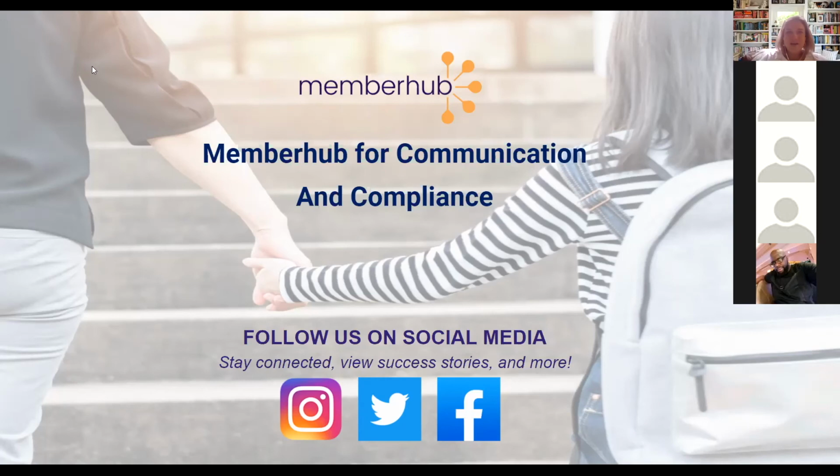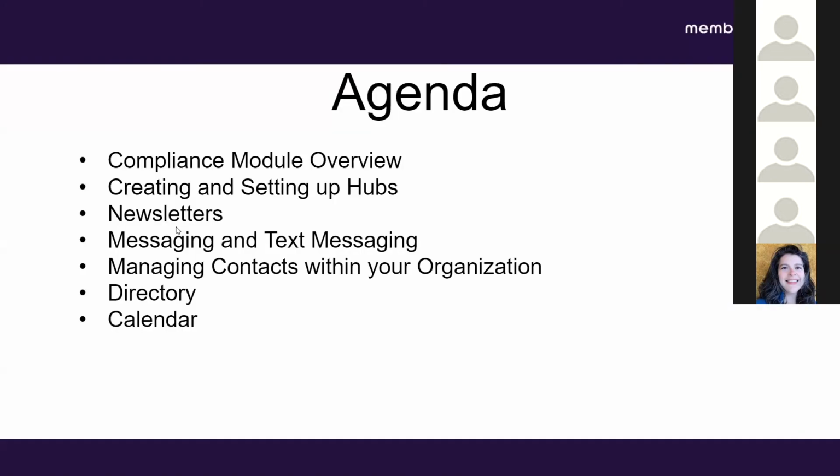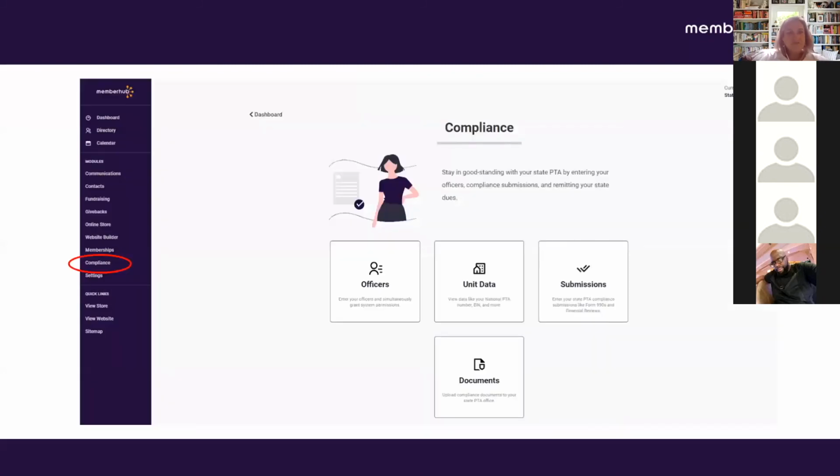So today we are going to be covering the compliance module overview, creating and setting up hubs within your site, newsletters, messaging and text messaging from your site, managing your contacts within your organization, the directory, and the calendar. Now, the first area to discuss is the compliance module overview. The purpose of this area is to take care of all of your compliance tasks required by your state PTA to maintain compliance. You would enter your officers and submit documentation that you completed any of your necessary requirements, such as bylaws, audits, your 990, insurance, just some examples.